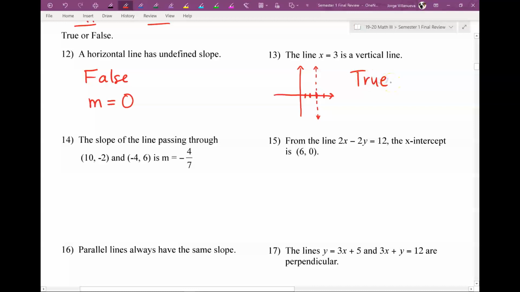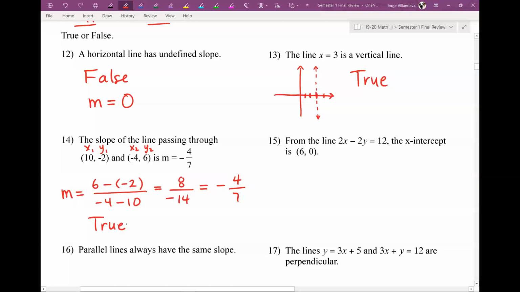Now, number 14, the slope of the line passing through those 2 points is negative 4 over 7. The only way I can figure this out is to do the work. I'm going to call this x sub 1, y sub 1, and this will be x sub 2, y sub 2. I'm going to use the slope formula. So y sub 2 minus y sub 1, 6 minus negative 2, divided by x sub 2, which is negative 4, minus x sub 1, which is 10. So 6 minus a negative 2, that's 8. Negative 4 minus 10, that's negative 14. If I reduce that by 2, I get negative 4 over 7. So true or false? This is a true.